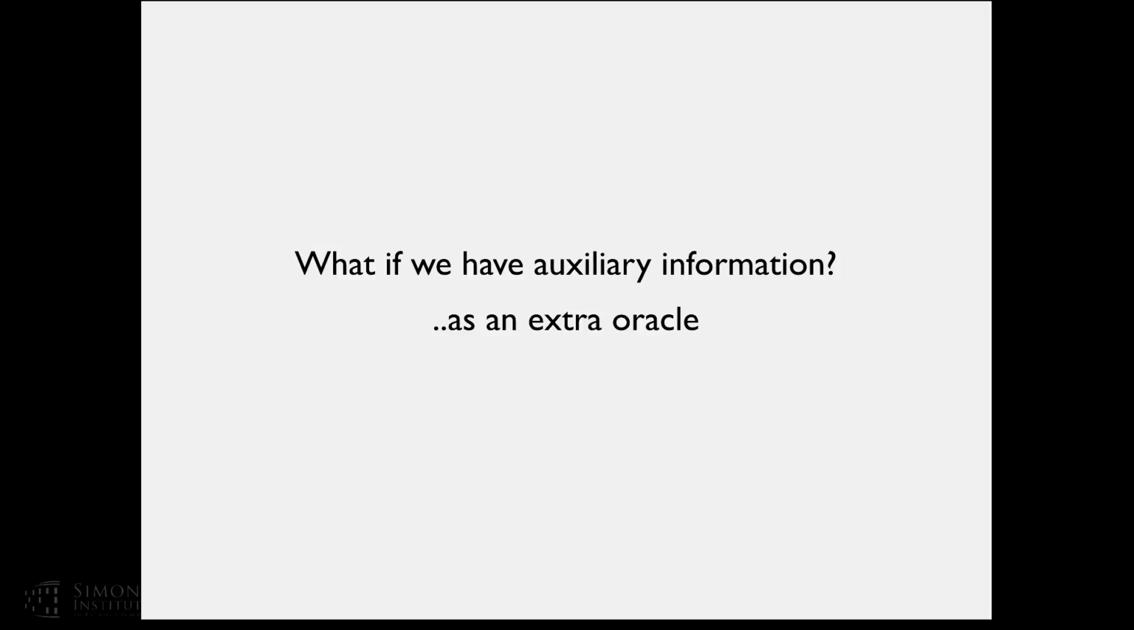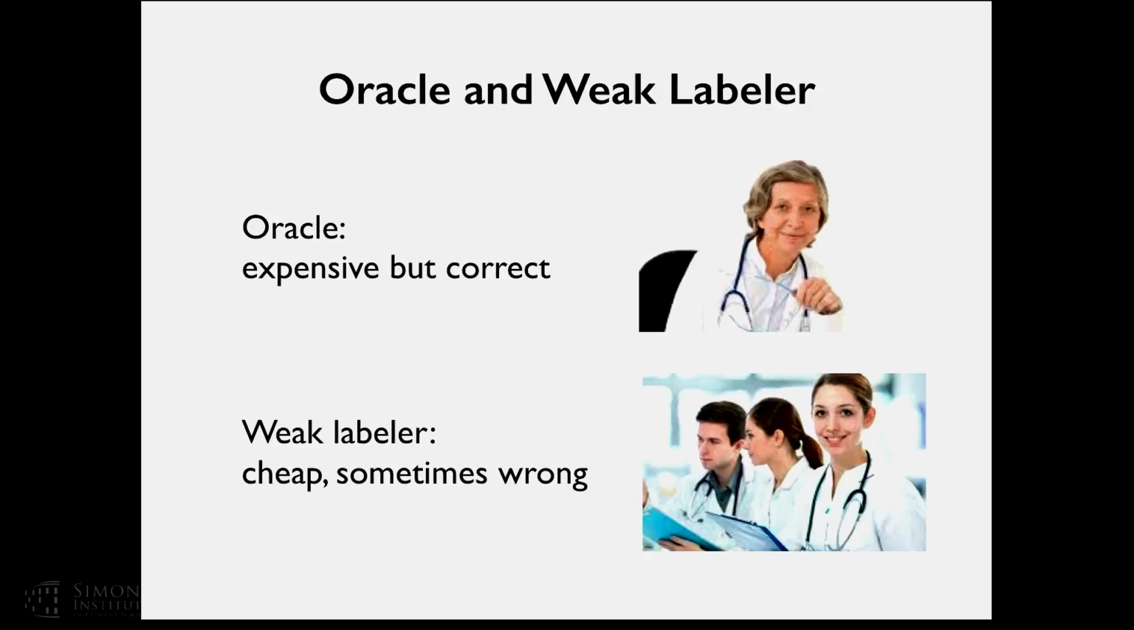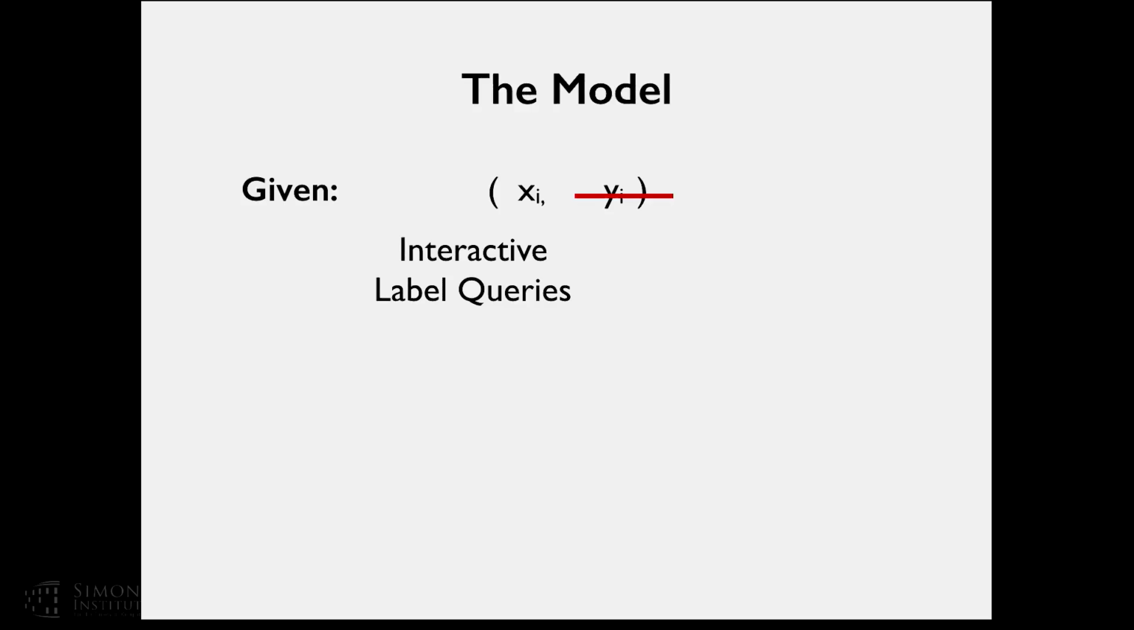So what we are going to look at today is we are going to start with this framework, and look at what happens if we have auxiliary information in the form of an extra oracle. An example of this would be, let's say you want to label medical images. You have a physician whose time is valuable, but who is going to think about it and give you the correct answer. Or you can have, let's say, a medical resident whose time is less valuable, but the answers that you get might sometimes be wrong. So this is the kind of setting. And in this setting, how do you combine annotations from weak and strong labelers to make good predictions? That's essentially the question that we are asking.